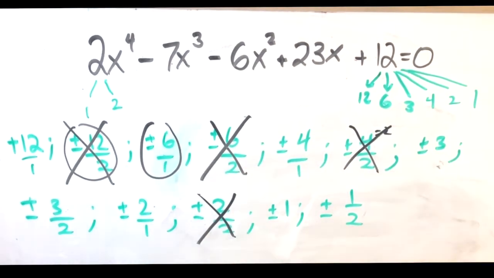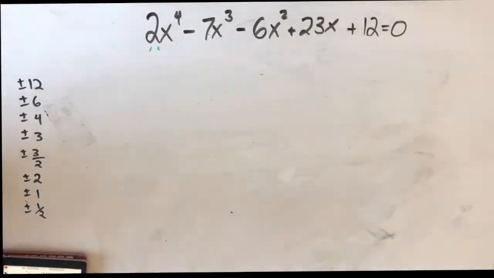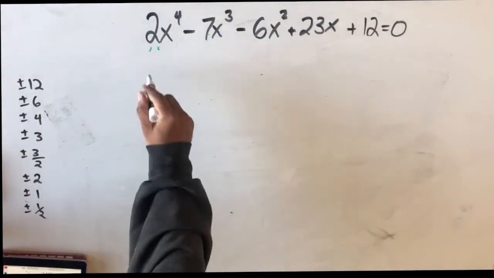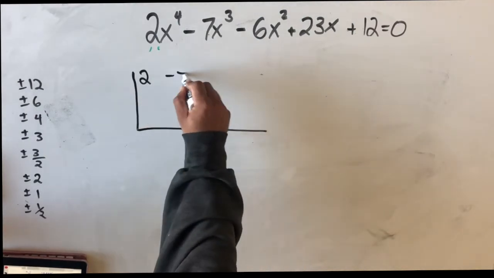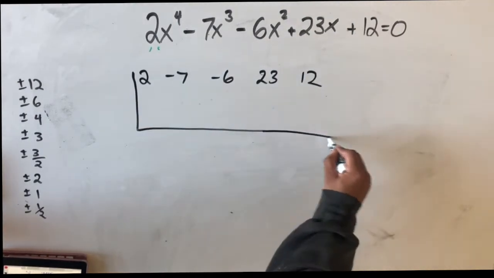And this will give me a truncated list that's perfect to use. And it's still going to be a little bit of work. It's a little frustrating. So I've listed out all my factors. Don't forget that's actually both positive and negative of all those numbers. And I'm going to jump right in.